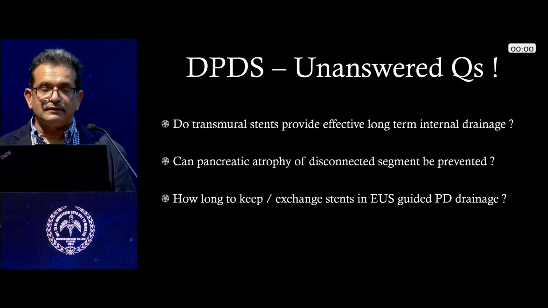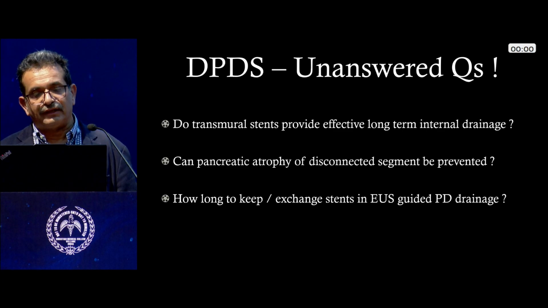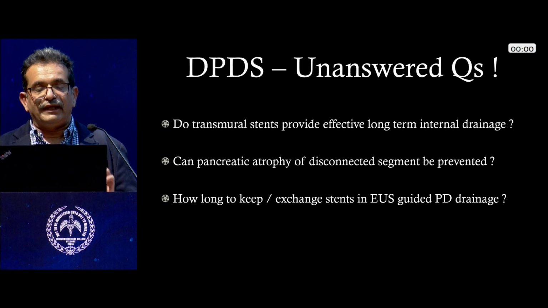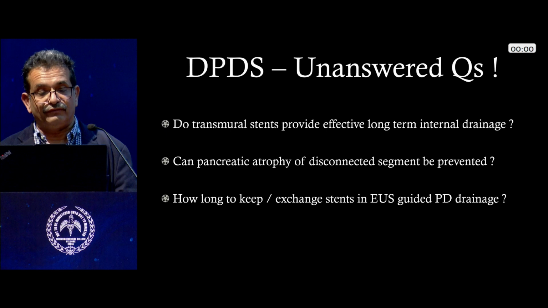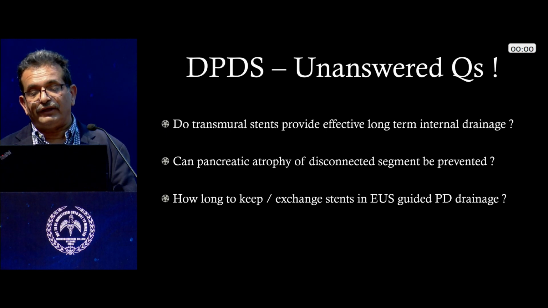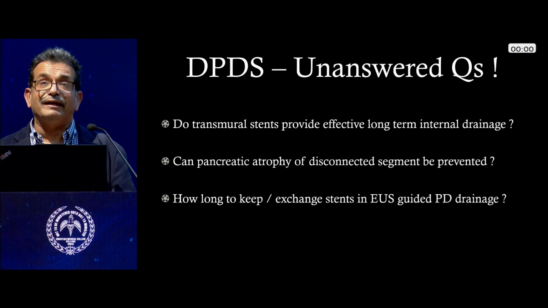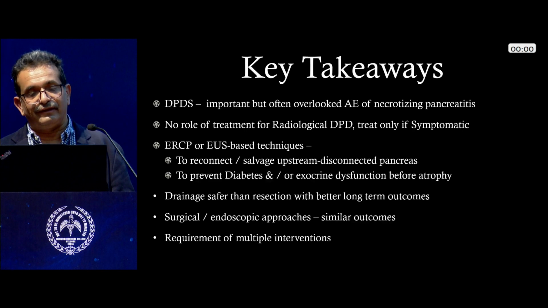A few unanswered questions remain in the management of disconnected pancreatic duct syndrome, which I would like to highlight. Do transmural stents really provide long-term internal drainage and prevent recurrence of peripancreatic fluid collection? Can pancreatic atrophy of the disconnected segment be prevented? And how long do we keep or change stents in case we have performed an EUS guided pancreatic duct drainage, not a fluid collection drainage?